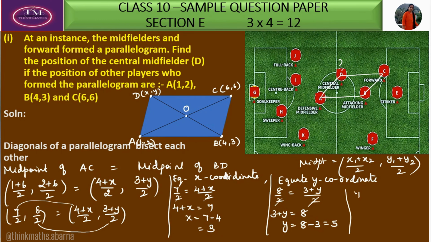So that means the D coordinate is 3 comma 5. So where does D stand? D stands at the position 3 comma 5. So this is the solution for this problem. Okay. So we are moving on to the second part.